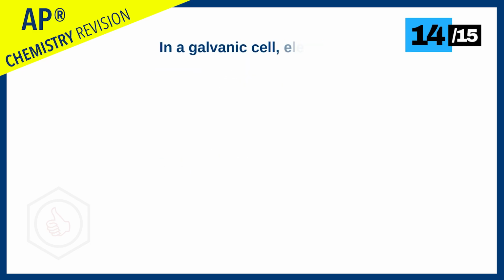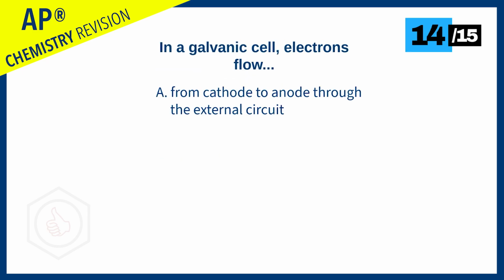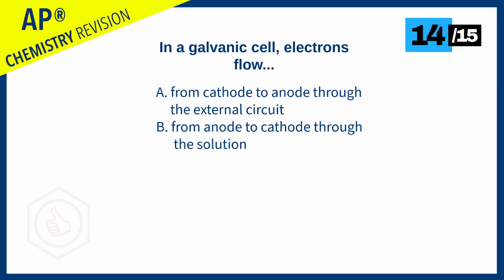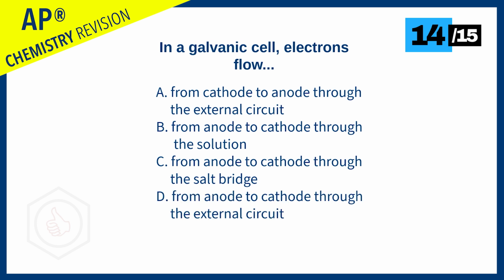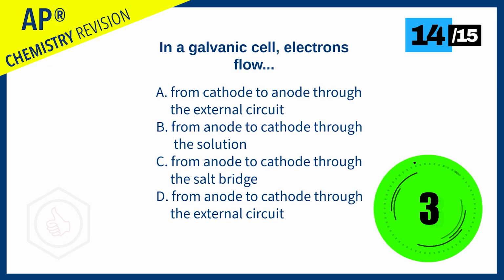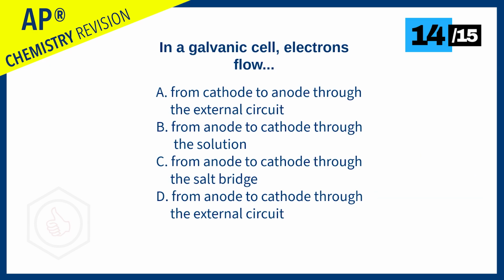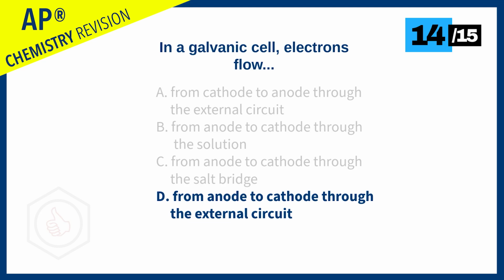In a galvanic cell, electrons flow from cathode to anode through the external circuit, from anode to cathode through the solution, from anode to cathode through the salt bridge, or from anode to cathode through the external circuit. The answer is from anode to cathode through the external circuit. The anode being where oxidation takes place, so where the electrons are coming from, and the cathode where reduction takes place, where the electrons are going to.